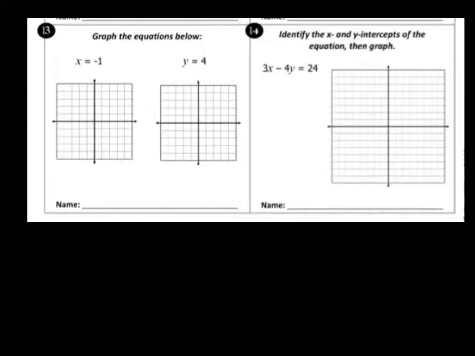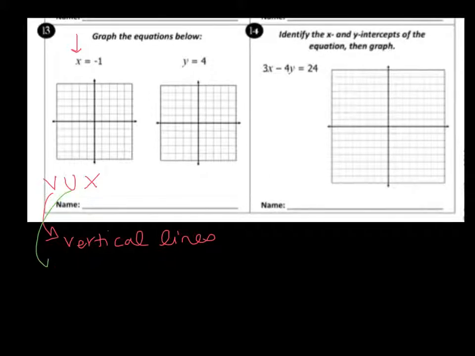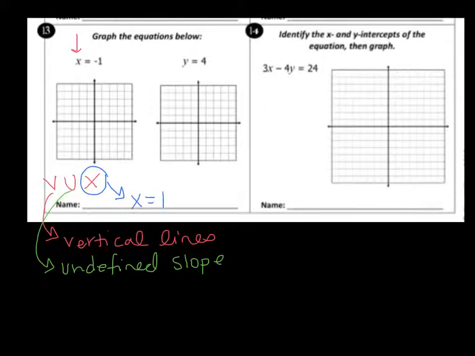For number 13, we get to practice VUX HOI, so let's review that. Right away when I noticed that this equation was x equals, I knew that I was looking at VUX. Remember, V stands for vertical lines. The U stands for undefined slope. And then the x reminds me that my equation would be written x equals a number, which in this case, what does x equal? It equals -1.